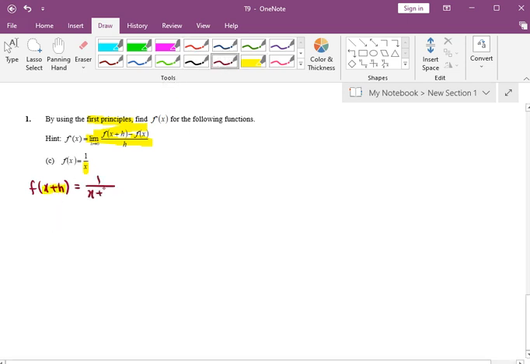1 over (x + h). So this is our function of x + h. After we find f(x + h), we can proceed to our first principle. So the first derivative for this function using first principle, that is using the limit as h approaches 0, will be (1/(x + h) minus 1/x) over h. You can see when you substitute h = 0, it will be indeterminate form.